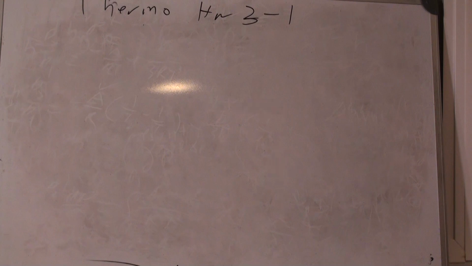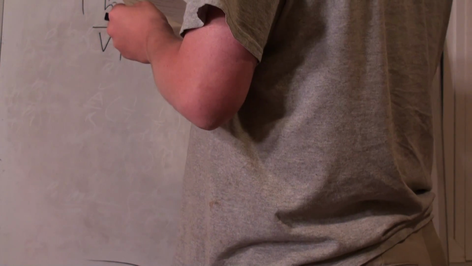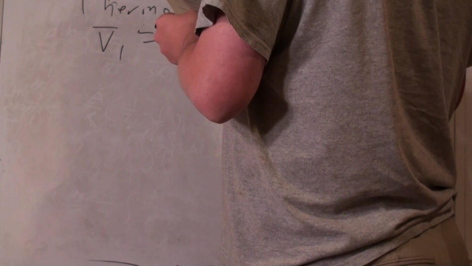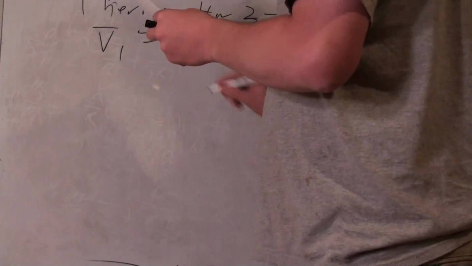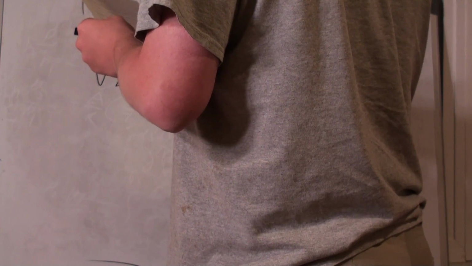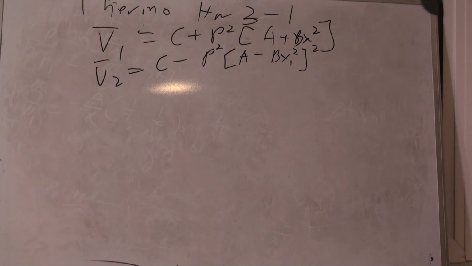Okay, so in any case, the first one says for the following equations, so we got partial molar V1 is equal to C plus P squared times (A plus B x2 squared). And partial molar V2 is equal to C minus P squared times (A minus B x1 squared). Okay. So the following, develop an expression for v1, v2, V, and delta V mix. Okay. So let's do that part first.